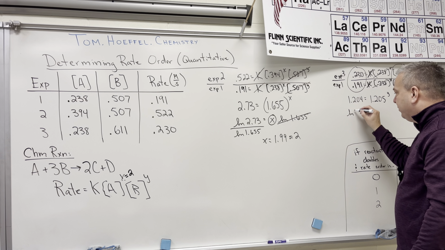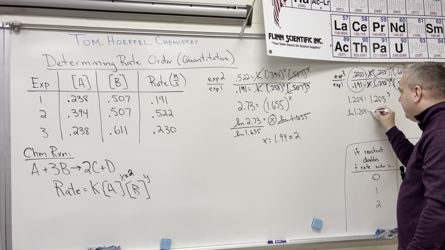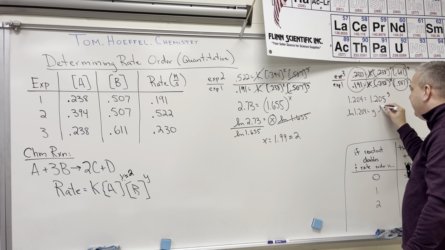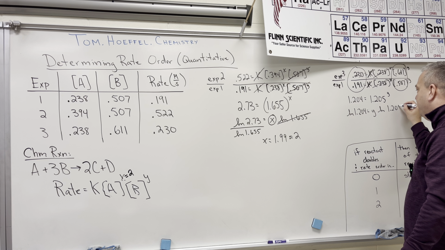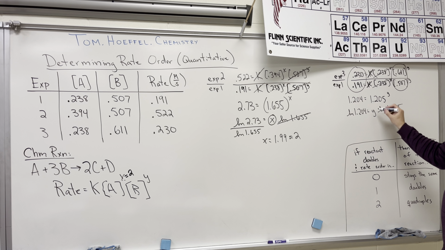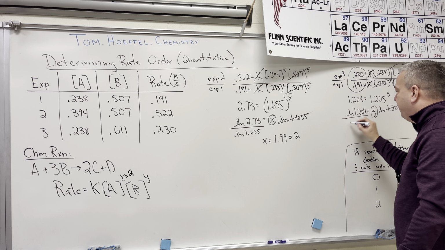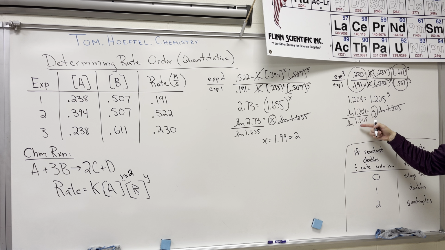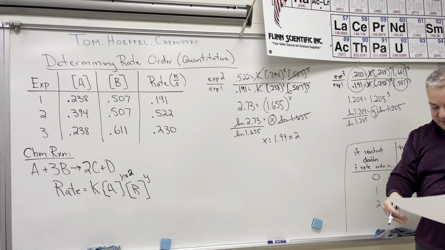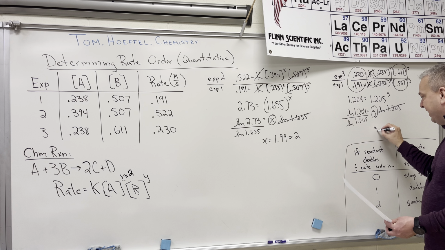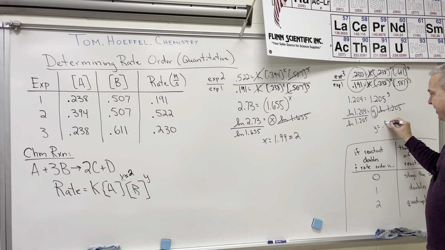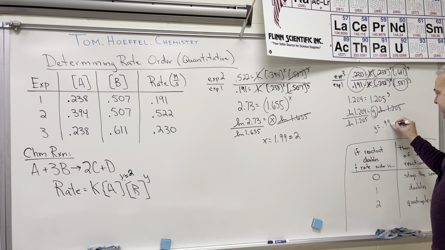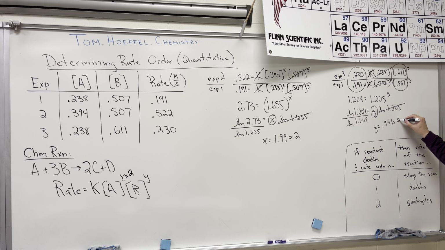So the natural log of 1.204 is equal to y natural log 1.205, and to solve for y, I'm just going to divide by natural log 1.205 on both sides. And as you can see, these are pretty much the same number, but if you put them into your calculator, you're going to find out that y is equal to 0.996, which is approximately 1 when we talk about whole numbers.